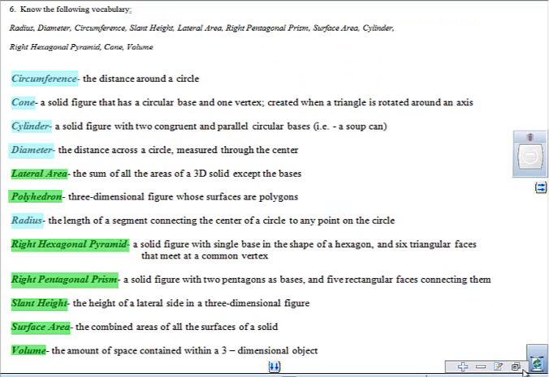Now this is just a list of vocab that you've been asked to learn. Highlighted in blue here are your terms that would deal with circles.